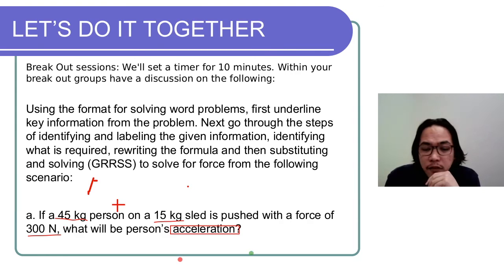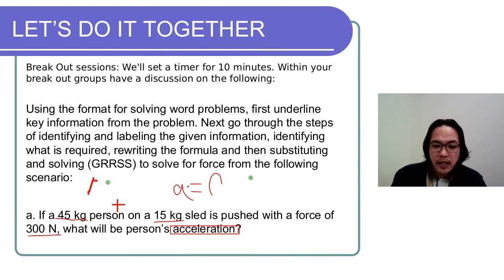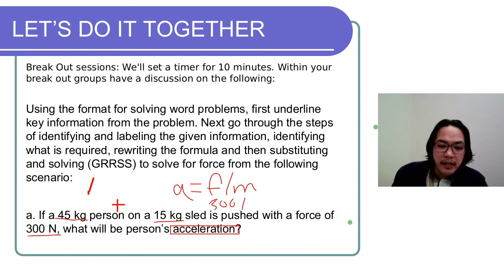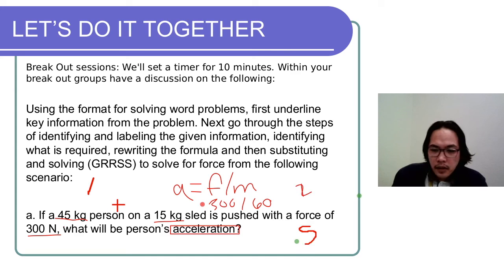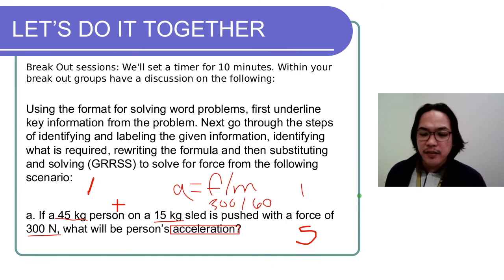So what is the formula? What formula are you going to use now? Okay, A equals force divided by M. So which one is your force here? 300. So 300 divided by 45 plus 15, 60. 300 divided by 60, what's the answer? Okay, 5. 5 is the answer. 300 divided by 60 is 5.